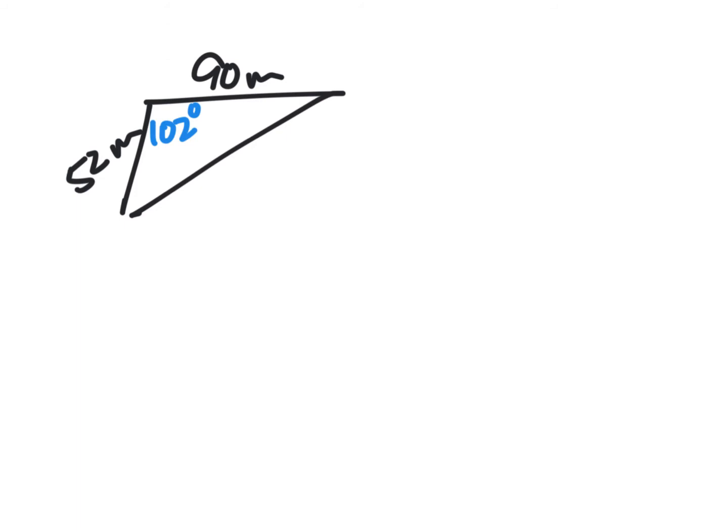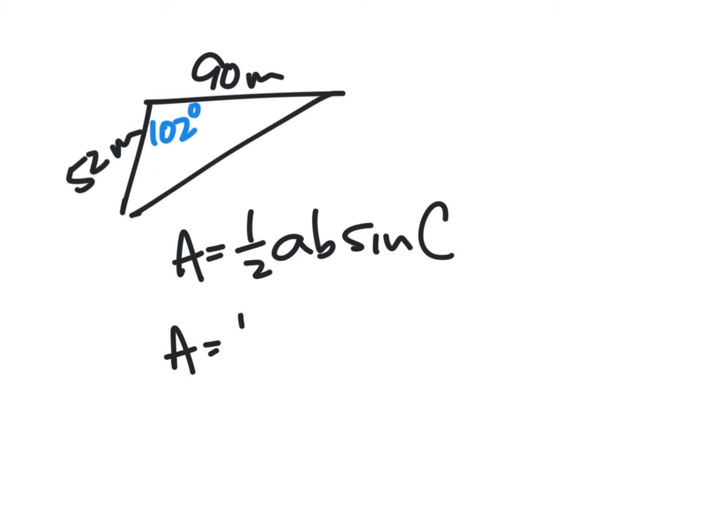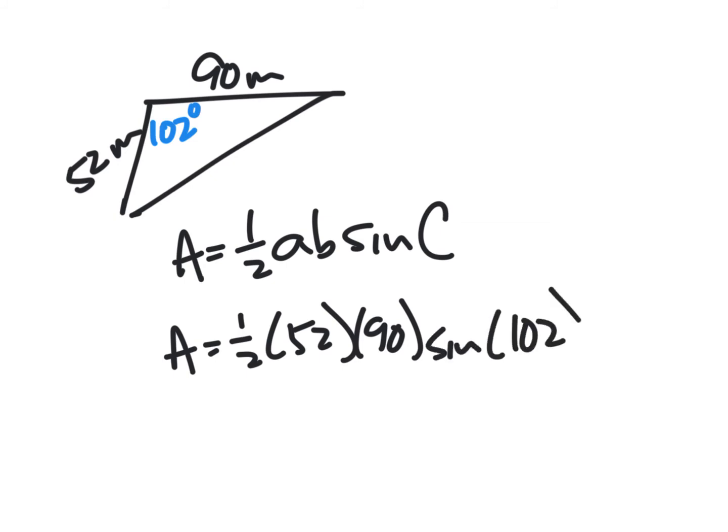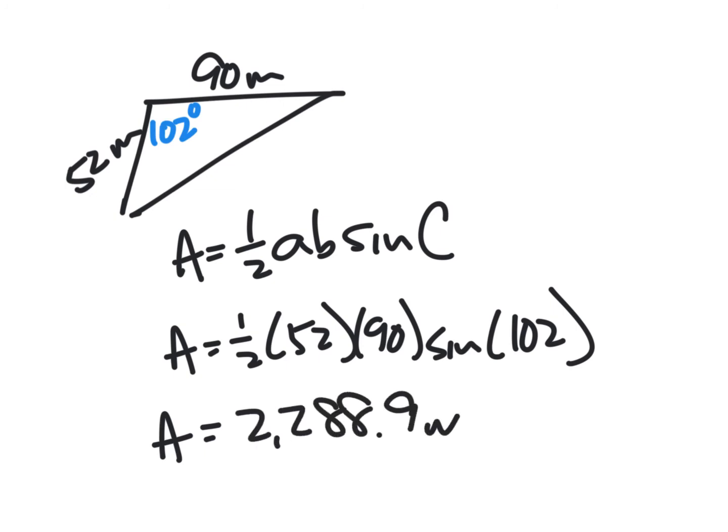Here I have a triangle that I want to find the area of, and I have the two sides with an included angle. So this is a pretty easy case. We're just going to use the other formula, 1/2 of AB sine C. So area is 1/2 of those two sides, 5290 sine 102. Make sure our calculator is in degrees, and the area is equal to 2,288.9 meters squared. But remember that this can only be used if we have side angle side.